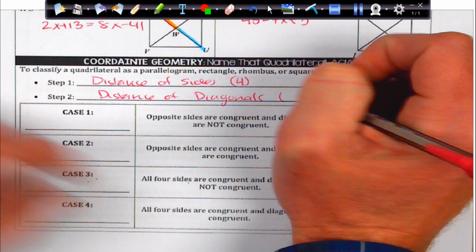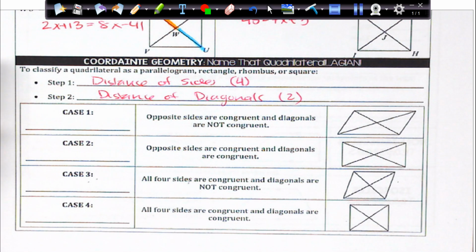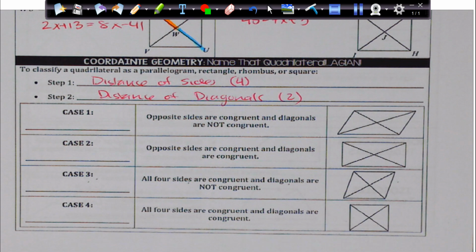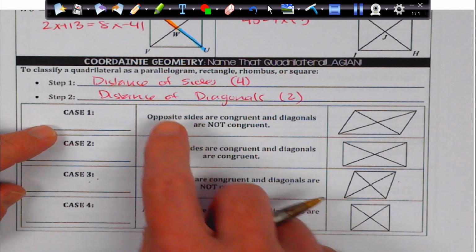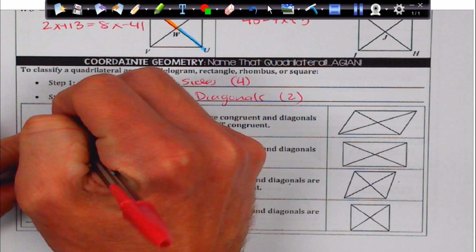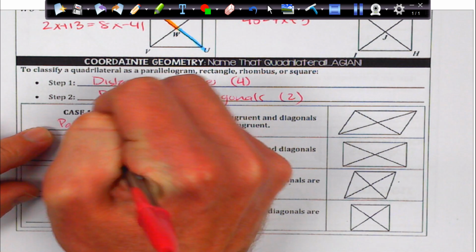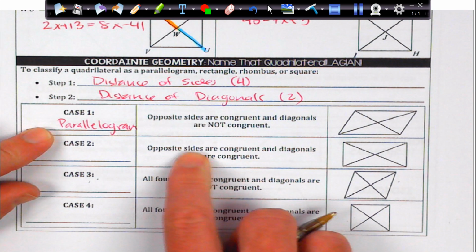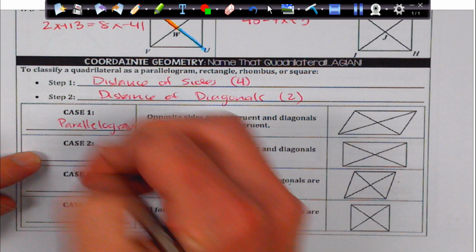So if you have to do distance formula 6 times, if it's messy, you should be able to figure these out pretty quickly. And so what we want to do is case 1, opposite sides are congruent, but diagonals are not. This is going to be our parallelogram, our most basic shape. Opposite sides are congruent and diagonals are congruent. That would be my rectangle.